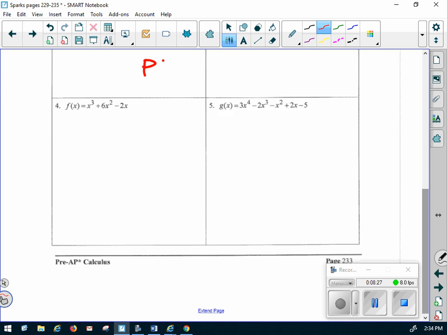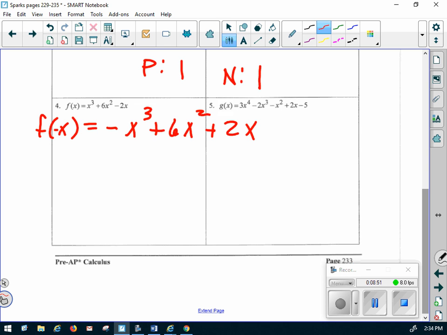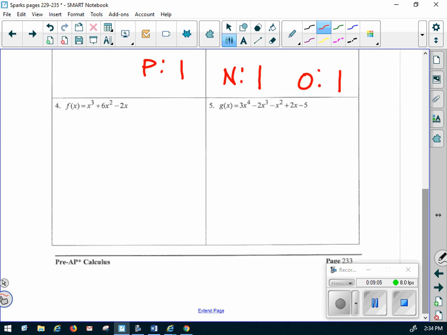What's the maximum number of positive real roots? 1. Let's figure the maximum number of negative real roots. 1. Well, that's pretty simple. Why is 0 a root once? Because I have a GCF of x to the first power. Good. So this is going to be pretty easy.